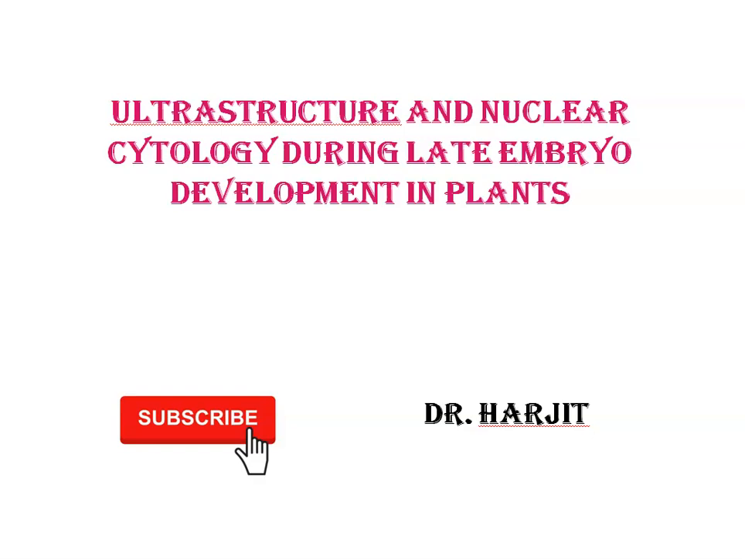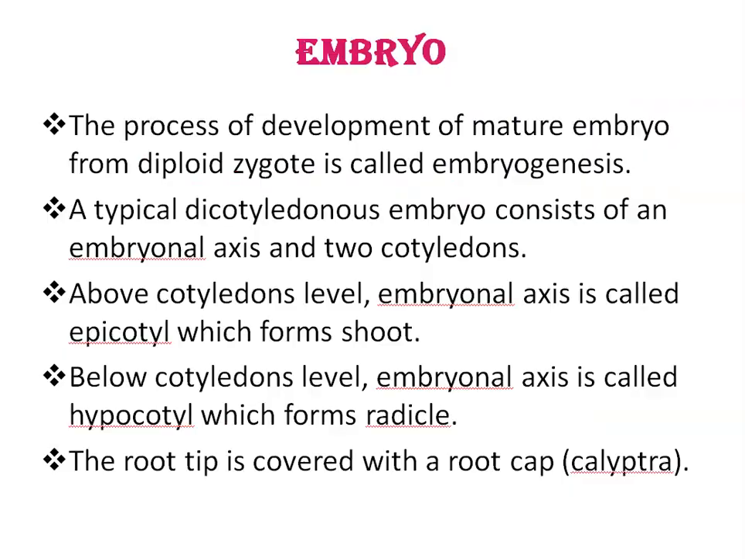Our today's topic is ultrastructure and nuclear cytology during late embryo development in plants. The process of development of a mature embryo from a diploid zygote is called embryogenesis. In a majority of angiosperm plants, the first division of the zygote is transverse. As a result of this, a two-celled proembryo is formed.